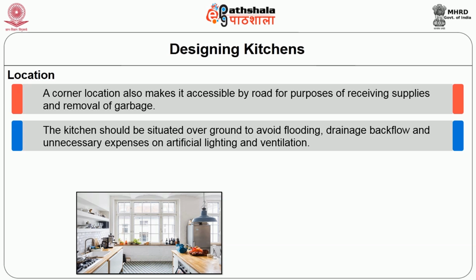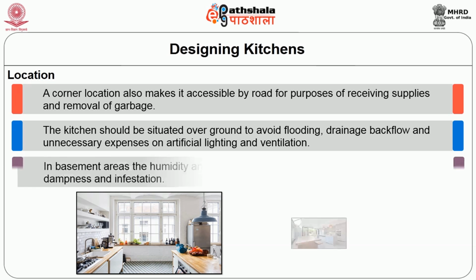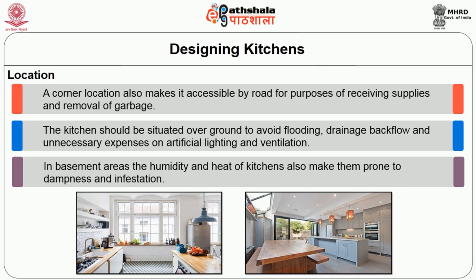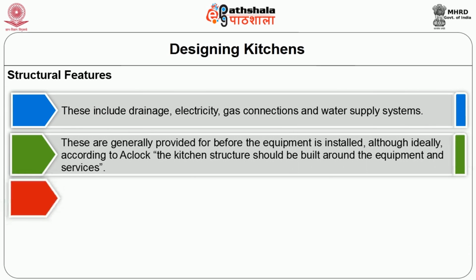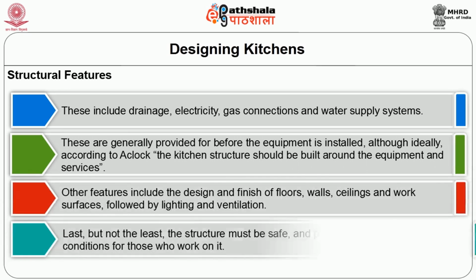The kitchen should be situated over ground to avoid flooding, drainage backflow, and also unnecessary expenses on artificial lighting and ventilation. In basement areas, usually the humidity and heat of the kitchens also make them prone to dampness and infestation. And when we look into the structural features of the kitchens, these include facilities such as drainage, electricity, gas connections, and water supply systems to the kitchen areas.